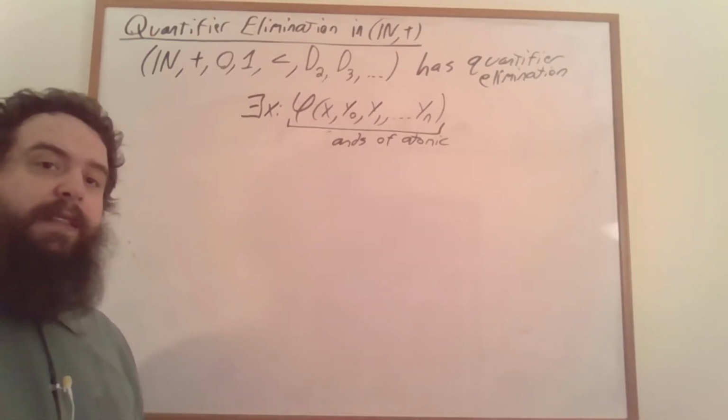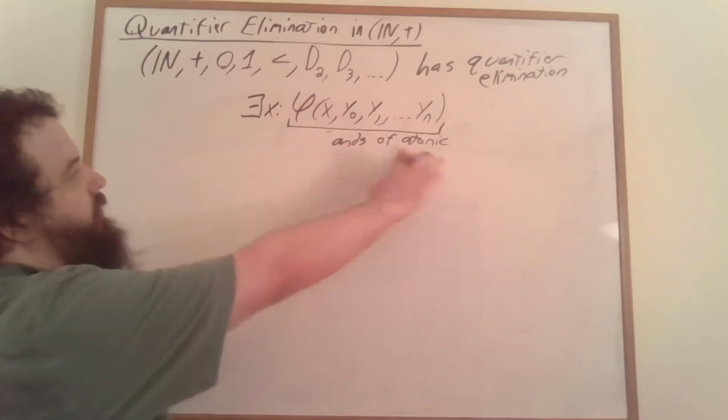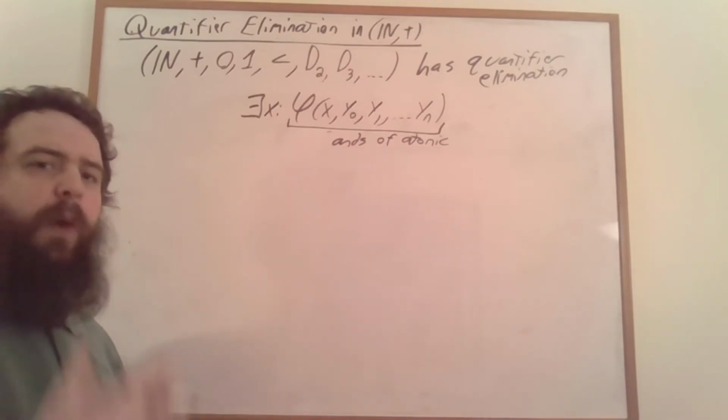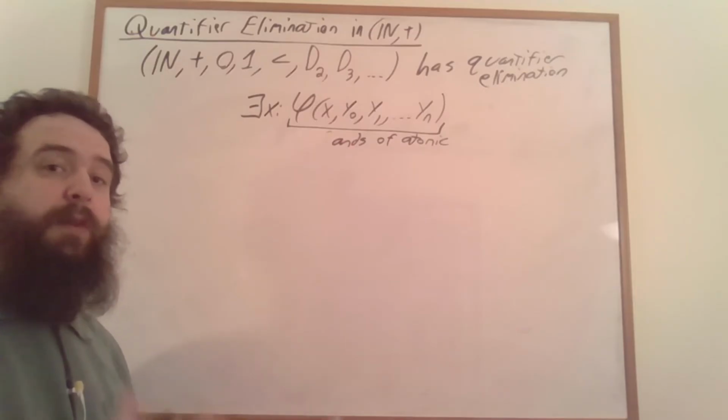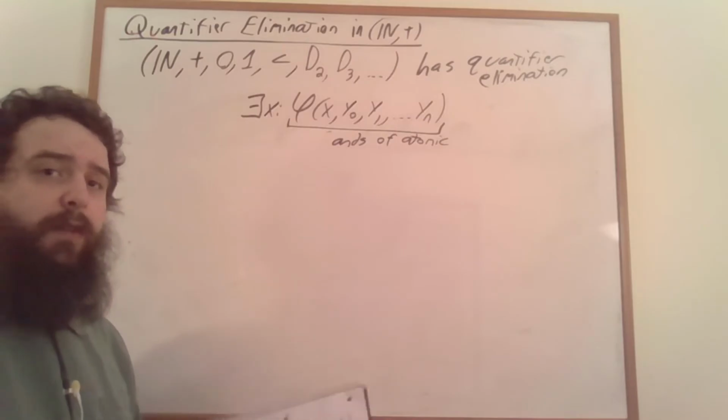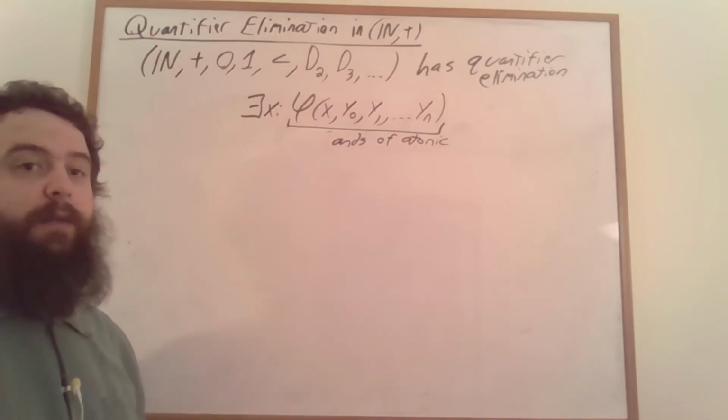Instead of working this out in general, I'd like to work this out for a specific concrete example of phi, in hopes of showing you all of the different pieces that you need to put together in order to have the general proof, and of course the general algorithm for the quantifier elimination process.